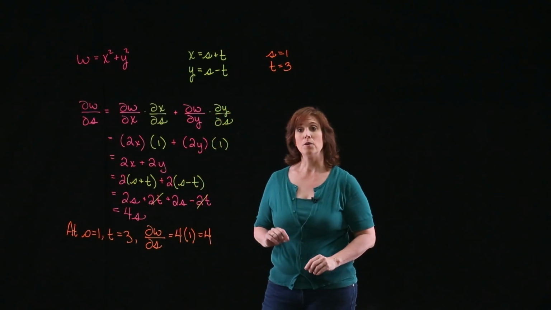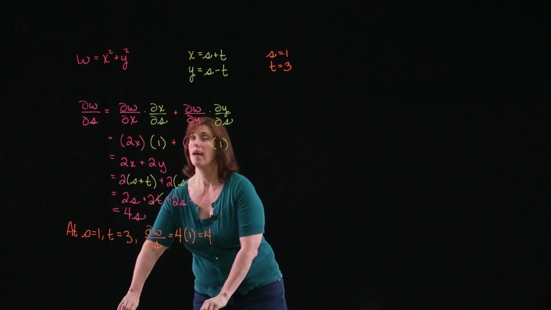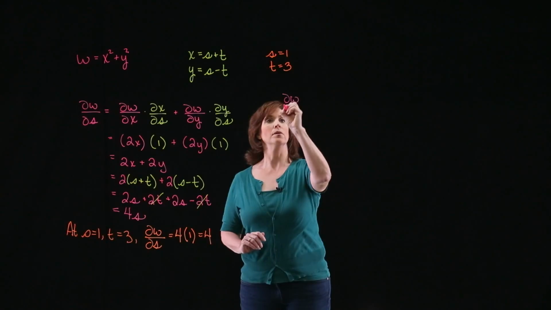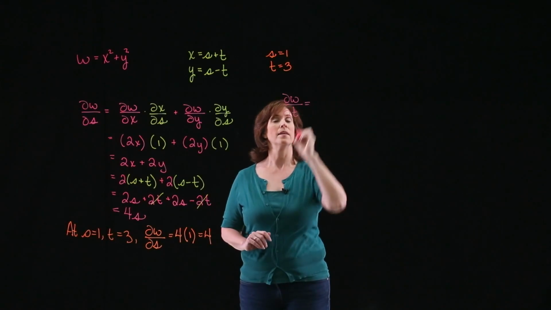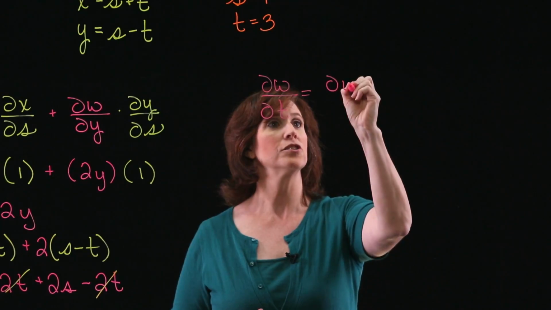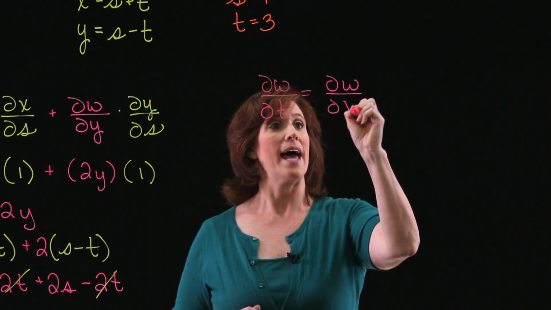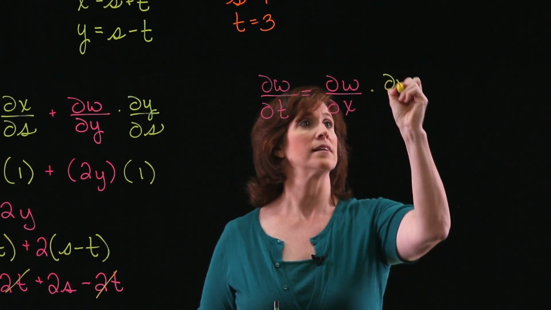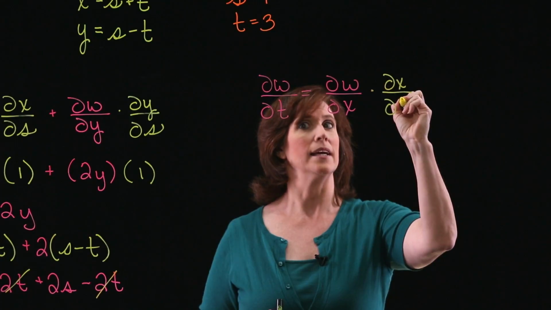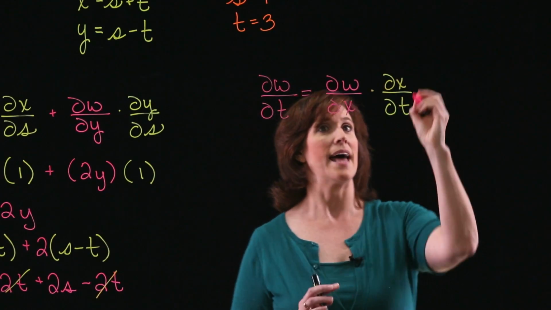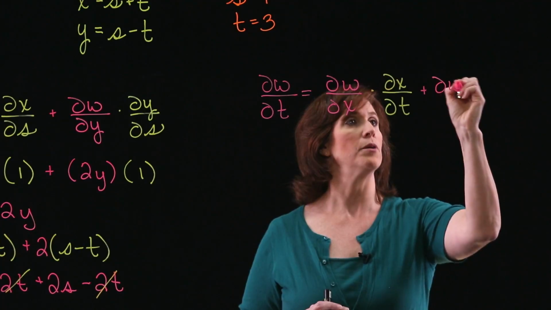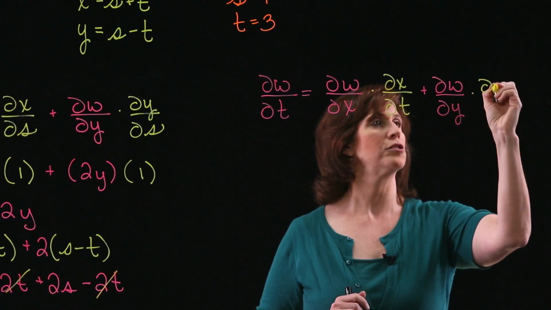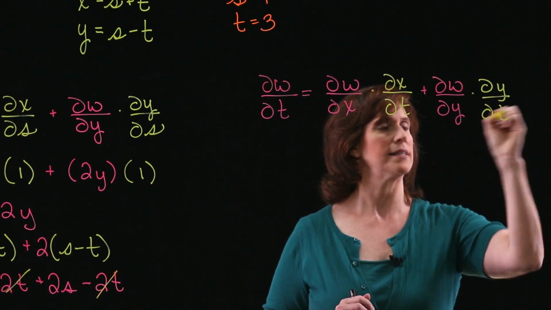Okay, now we need to find the partial with respect to t. And the process is very similar. So we'll take the partial of w with respect to t. That's going to equal the partial of w with respect to x times the partial of x with respect to t. And then we'll add to that the partial of w with respect to y times the partial of y with respect to t.